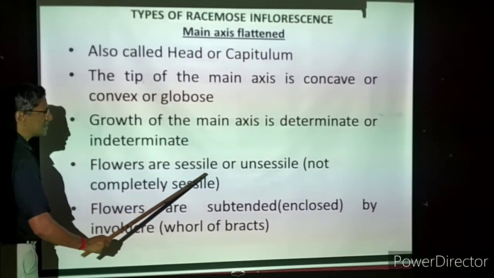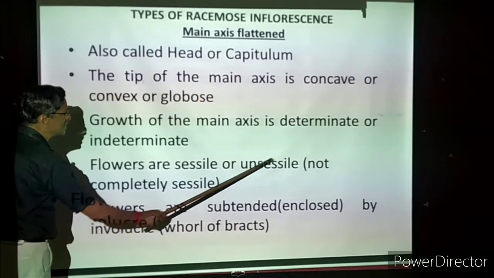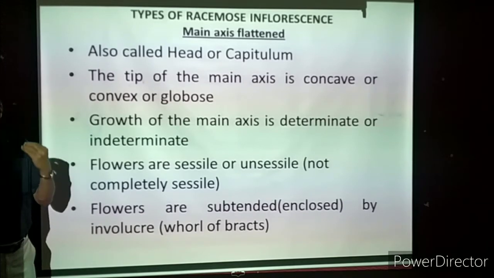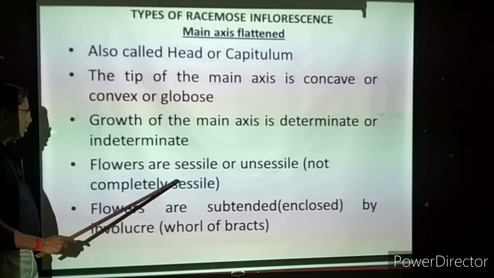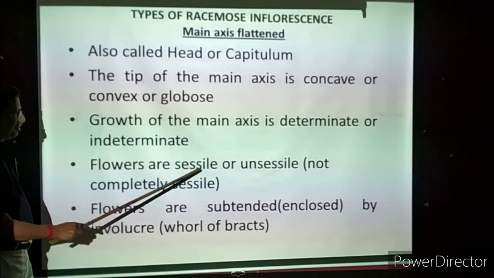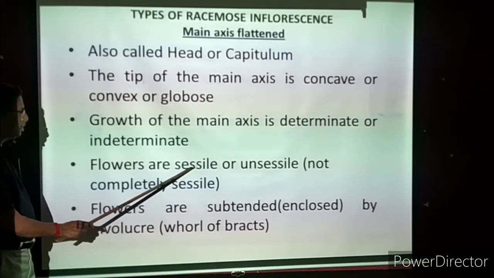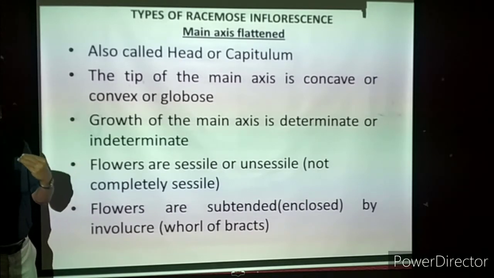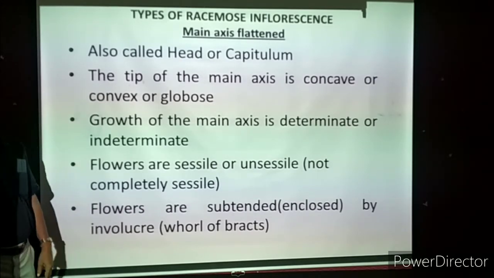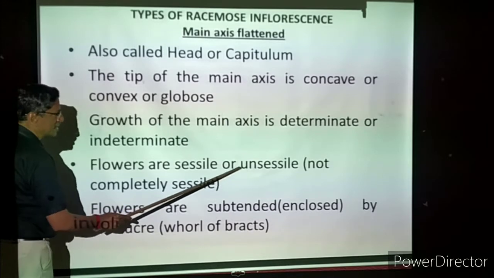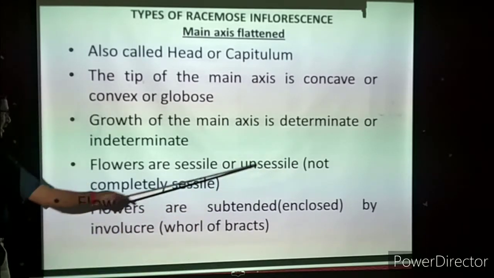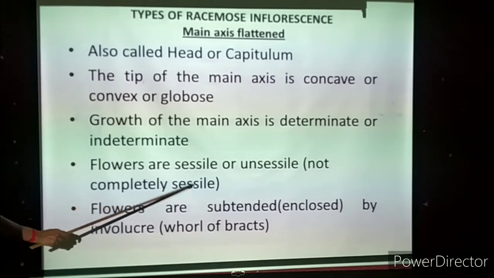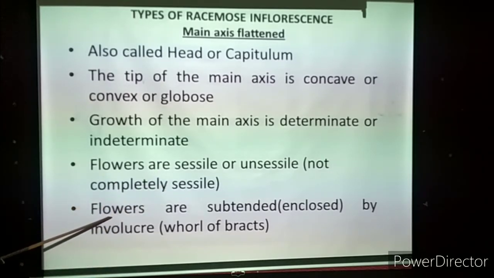Flowers are sessile or unsessile. Already we have studied what a sessile is. The flowers do not have a stalk. That is called sessile, the flowers without pedicel. The stalk is called a pedicel. Or unsessile. Unsessile means the pedicel is very short. It is not really considered a pedicel. It is called unsessile, that is, not completely sessile.